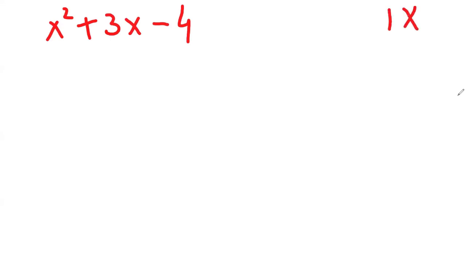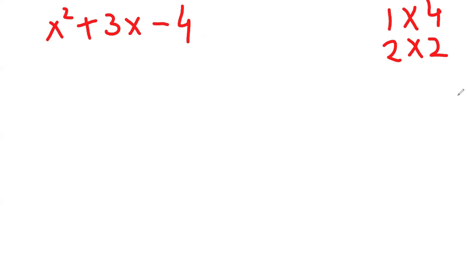Now you have x squared plus 3x minus 4. You have to make factors of the third term. What is the third term here? 4. Make factors of 4. 1 multiplied by 4. 2 multiplied by 2 will give you 4.